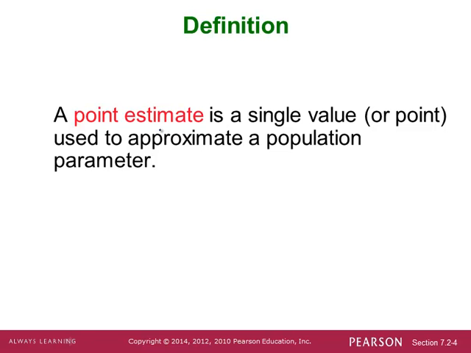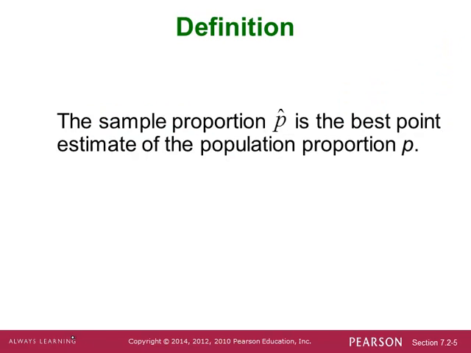So what exactly is a point estimate? It's a single value or point, a number, that is used to approximate a population parameter. A parameter, as in population mean, population proportion, population variance, or population standard deviation, which we probably will not know, but it's going to be estimated by the sample mean, the sample proportion, etc. We are talking about the sample proportion.